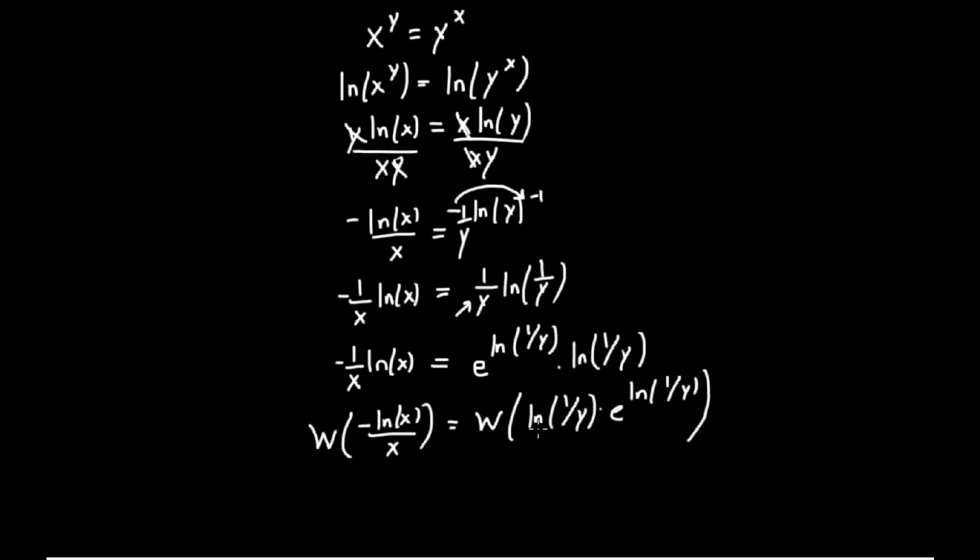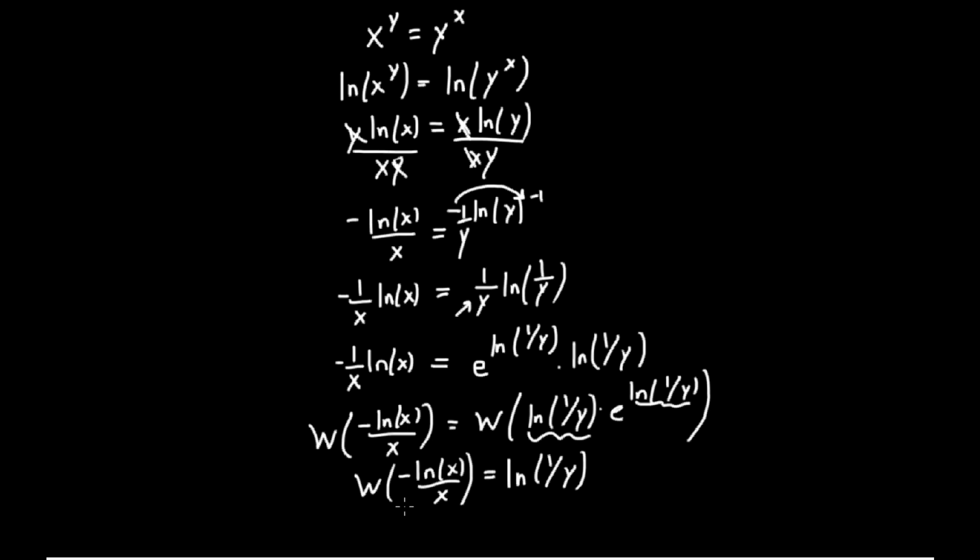And now notice what's going on here. We have something raised to times e to that same something here. So when I take the W function of that, what I'm going to get on the right-hand side is ln of 1 over y. And the left-hand side, there's not much I can do with that. So I'm just going to copy that there. And now solving for y is quite simple.